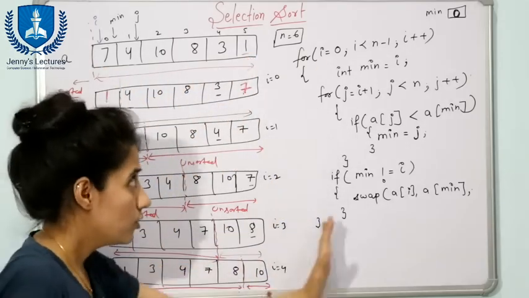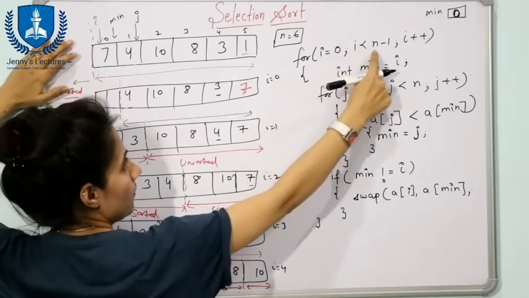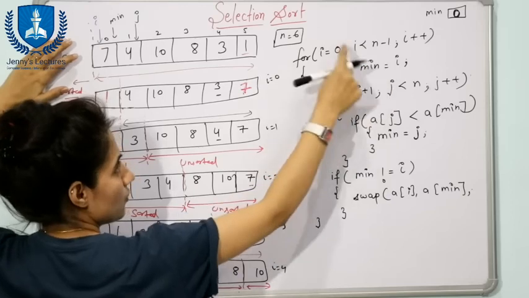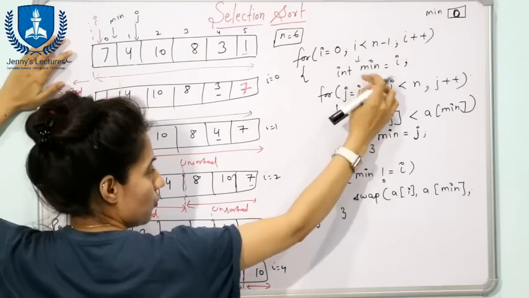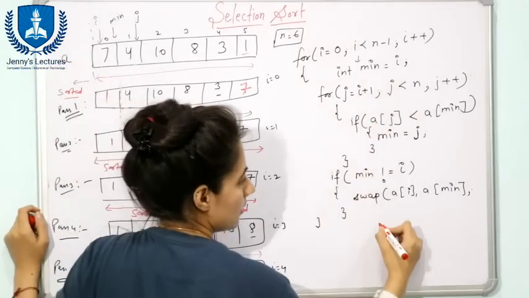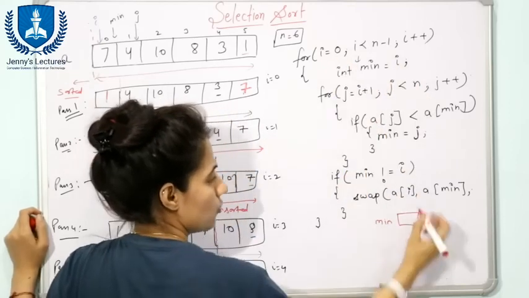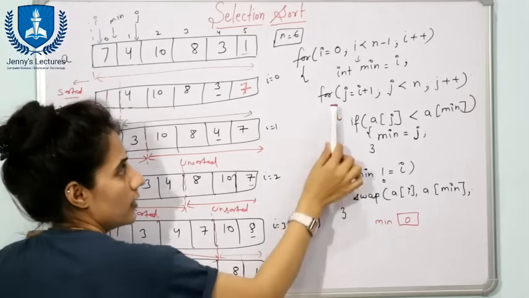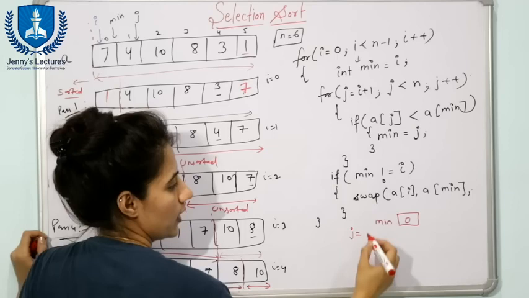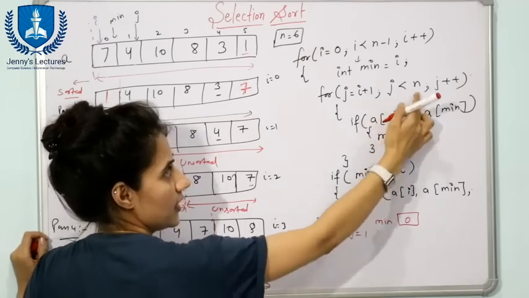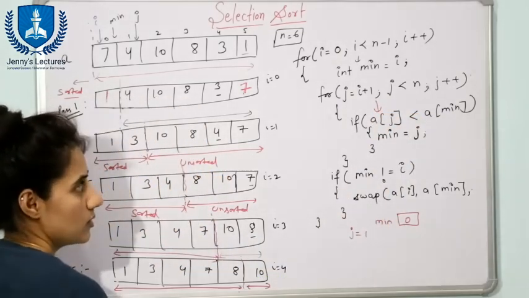So see, let us trace out this code. At the start i value is 0, fine. Is i less than or equal to n minus 1? Yes, this condition is true. n minus 1 is 5, 0 is less than 5, so we will go into this for loop. So now see, min is a variable and the value of min is same as i, equal to 0. Now j is equal to i plus 1, so j would be 0 plus 1, that is 1, and 1 is less than n, 1 is less than 6, this condition is true, we will go into this loop.